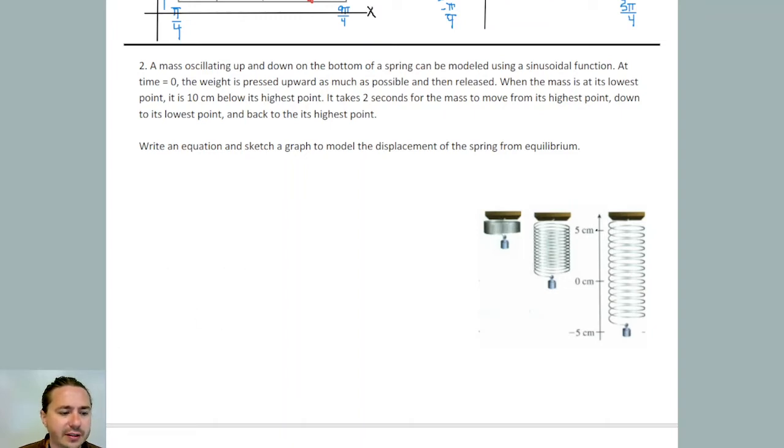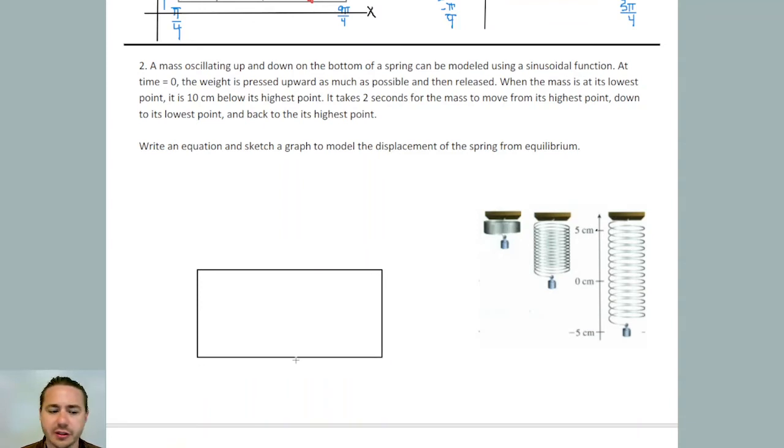This is the strategy I like to use: first let's draw our sketch with all the pertinent information, and then we'll use that to figure out what the A and the B and the C and the D and all that good stuff are. And then finally we'll write our equation.